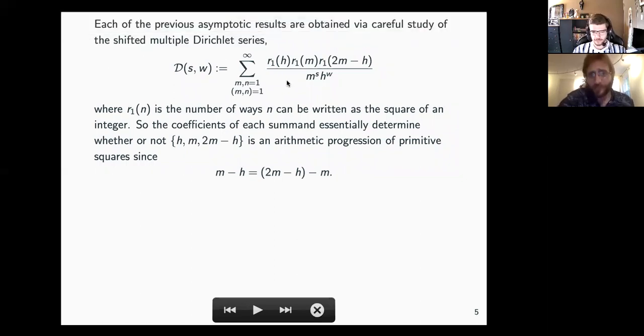This sum is over, this r1 is basically a square indicator function. It will tell you more or less if h is a square or not. Specifically, it's the number of ways a number can be written as a square of an integer. So it's mostly 2 if h is a square and 0 otherwise, unless h is 0. So the coefficients of each sum essentially determine whether or not h, m, 2m minus h is itself an arithmetic progression of primitive squares, since the difference between these pairs is equal to each other, just sort of by the way we wrote it.